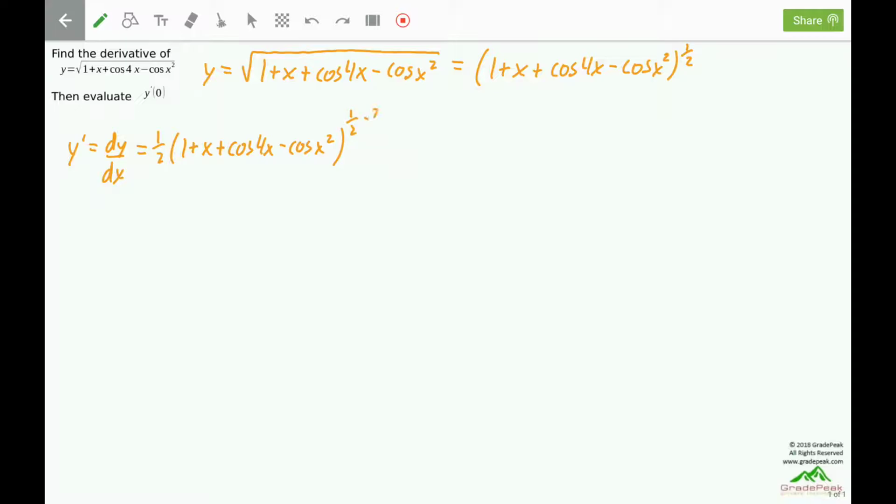Subtract 1 from the power, which I will call minus 2/2. But since what's inside is not just an x, but rather an entire expression, we have to multiply by the derivative of the inside for the chain rule. We have several terms that are combined by addition or subtraction. The derivative of 1 is 0. The derivative of x is 1. Plus the derivative of the cosine, which is negative sine of 4x.